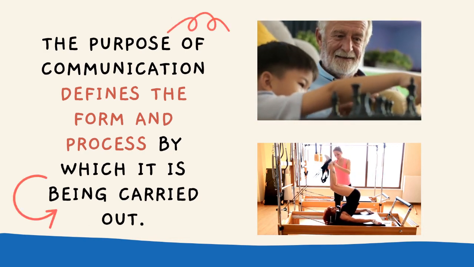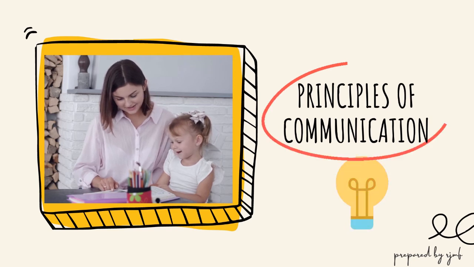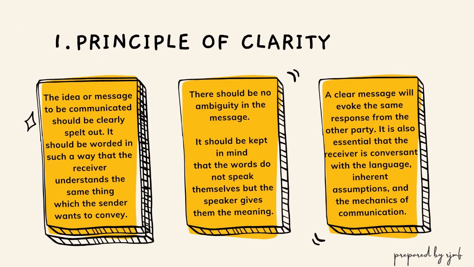Now let us proceed to the principles of communication. We have 7 principles of communication to be discussed in this video. Are you ready? Let's go. The first one is principle of clarity. The idea or message to be communicated should be clearly spelt out. It should be worded in such a way that the receiver understands the same thing which the sender wants to convey. There should be no ambiguity in the message.